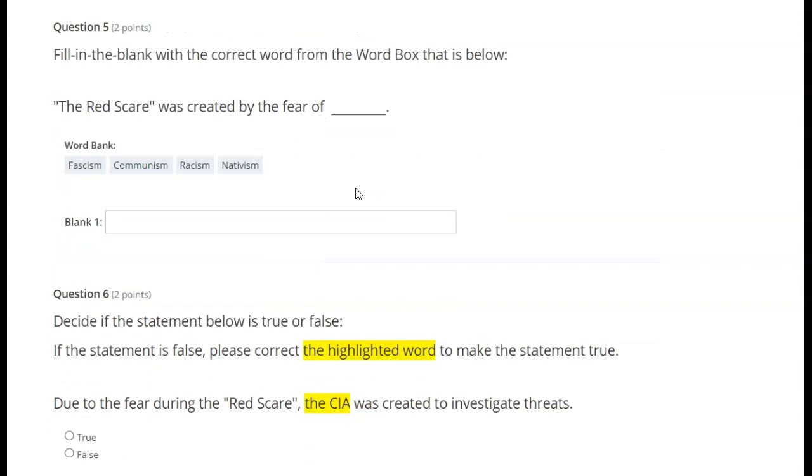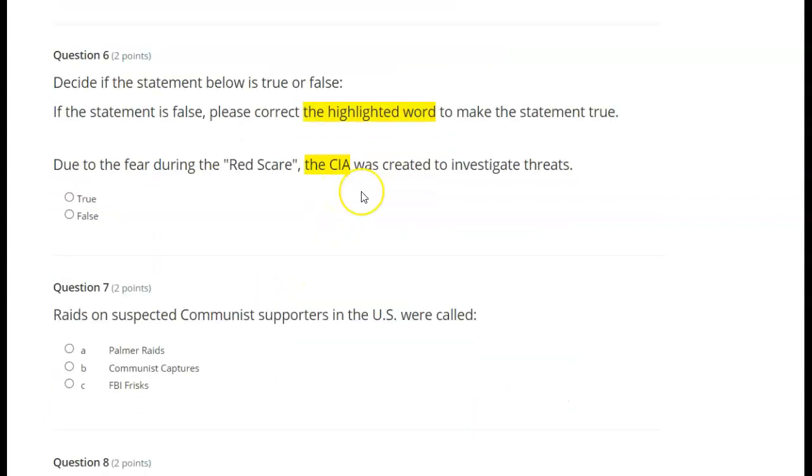Fill in the blank with the correct word from the word boxes below. The Red Scare was created by the fear of blank. Fascism, communism, racism, nativism. Decide if the statement below is true or false. If the statement is false, please correct the highlighted word to make the statement true. Due to the fear during the Red Scare, the CIA was created to investigate threats.